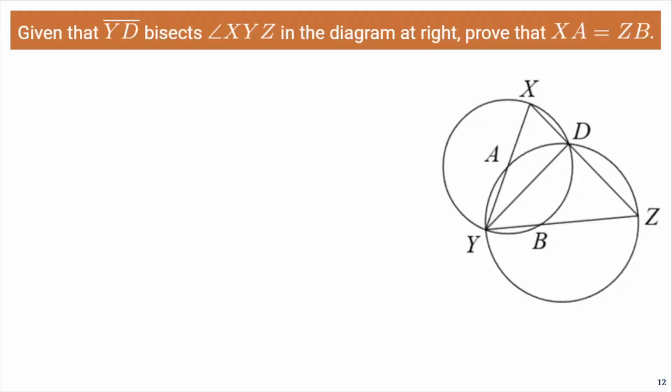Alright, let's have a look at the solution together. So this problem involves length, angle bisector, chords, secants, and circles. Therefore, we should consider the angle bisector theorem and power of a point theorem. The angle bisector theorem applied to angle bisector YD of triangle XYZ gives us XD over XY should equal ZD over ZY, right? This is by angle bisector theorem.